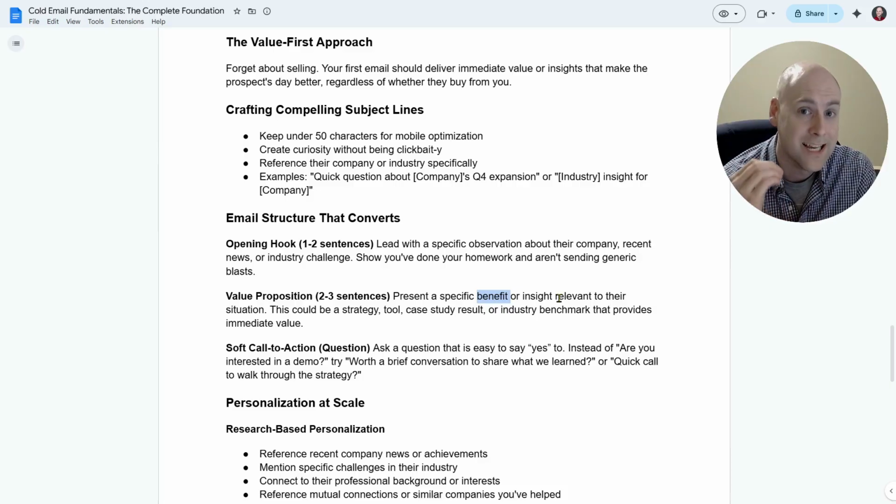But by all means, experiment. The most important thing about cold email is iteration. It's not set it and forget it. It doesn't work that way. You have to iterate, and that means add variables to test.